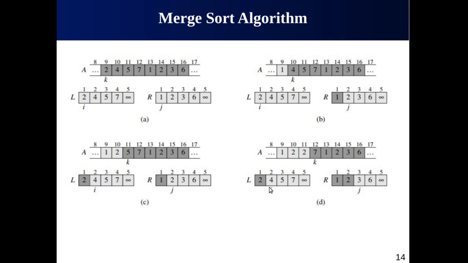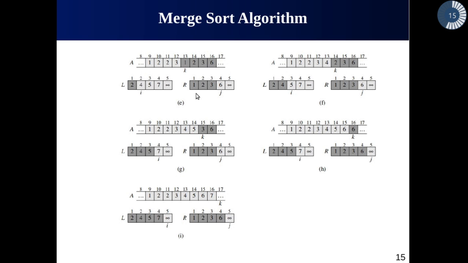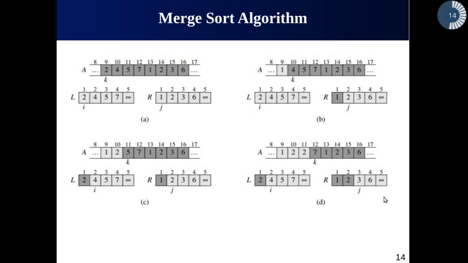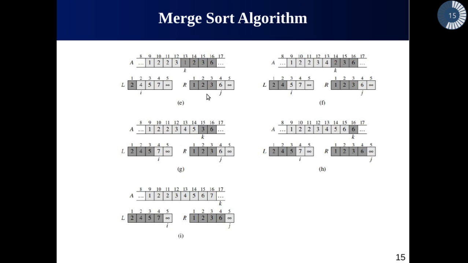Do the same thing again. Compare the element stored at the ith location with the element which is stored at the jth location. After comparison, we came to know that 3 is actually smaller than 4. So we have to move this to the kth location. So here you can see we have moved it to the kth location. 3 has been moved to the kth location. And then do two things, increment k and increment j. So we have incremented the k and we have incremented the j.